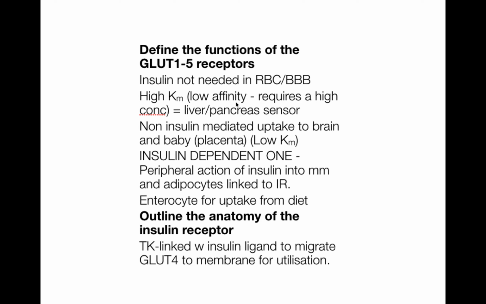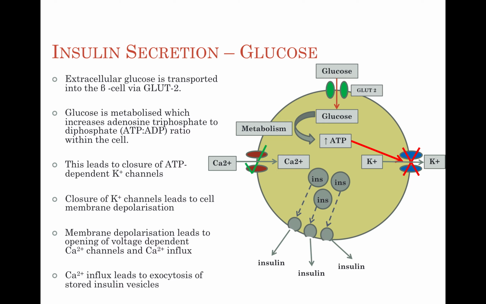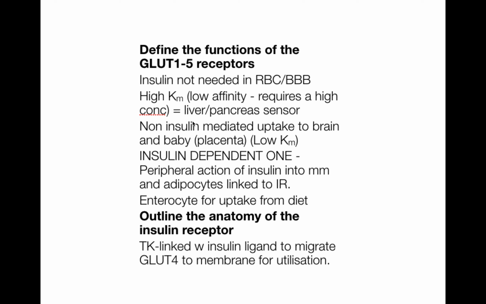GLUT2 has low affinity to glucose, so we need loads of glucose to activate it. And that's the liver and the pancreas sensors. In particular, that's GLUT2, right? GLUT3 is the brain and the baby, so the placenta. And this has low Km, which means it has a high affinity. So there's an inverse relationship between Km and affinity. So ignore Km and just focus on affinity.